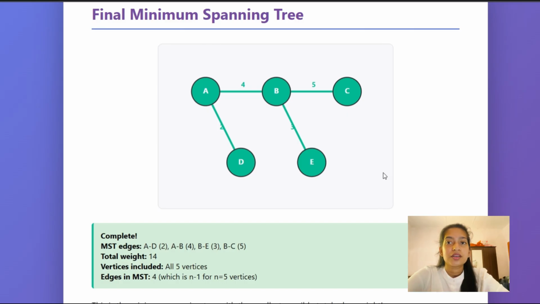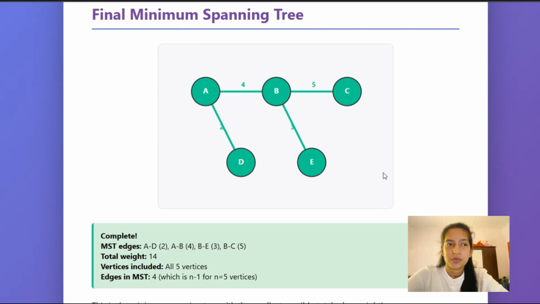Let's review what we have built. Our MST consists of 4 edges, A to D with weight 2, A to B with weight 4, B to E with weight 3 and B to C with weight 5. The total weight is 2 plus 4 plus 3 plus 5, which equals 14. This is the minimum possible total weight to connect all 5 vertices.